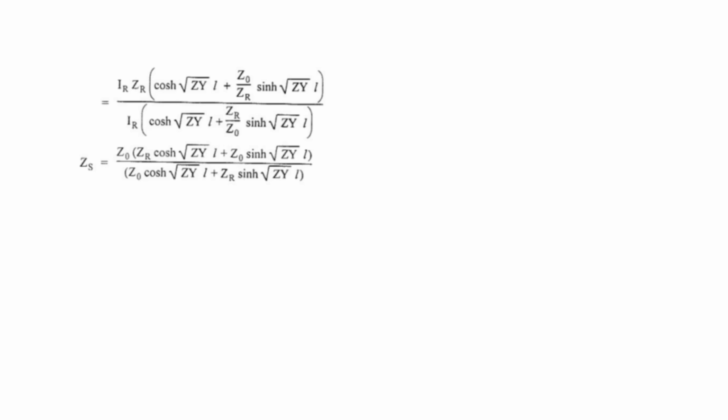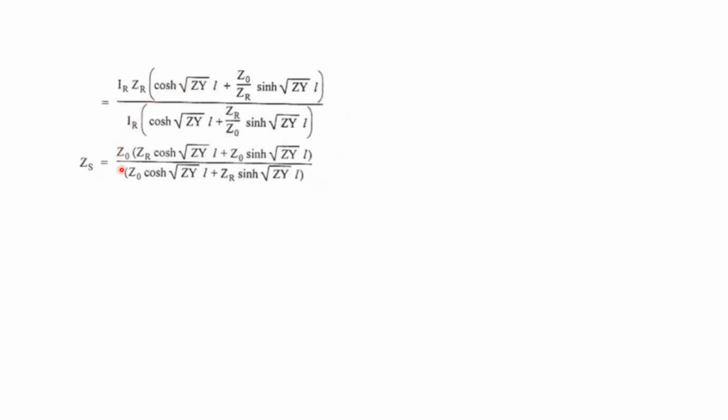Then we bring Zr inside the brackets, then it becomes Zr cosh root ZY into L plus Z0 into Zr by Zr. So Zr into Z0 by Zr, Zr cancels. Then it becomes Z0 sinh root ZY into L, divided by, in the second term, we have Zr by Z0, so we have to take the LCM. Then it becomes Z0 cosh root ZY into L plus Zr sinh root ZY into L, the whole thing divided by Z0. That Z0 comes to the numerator.